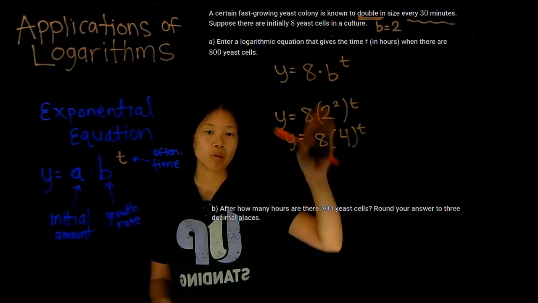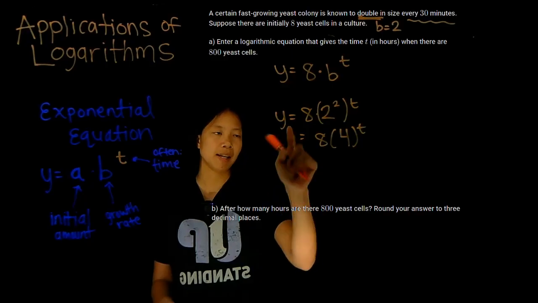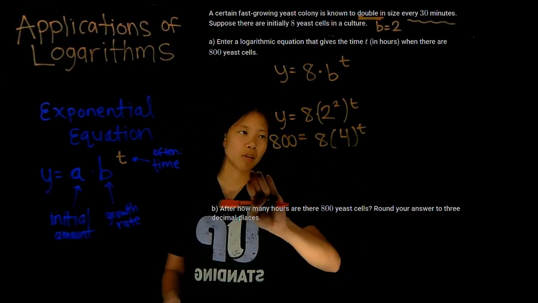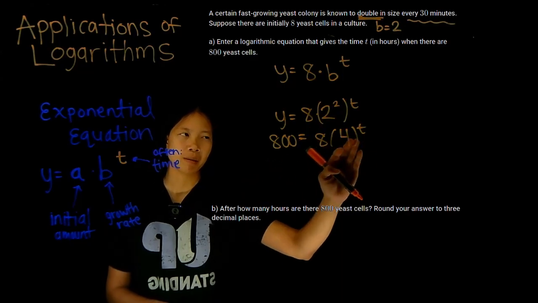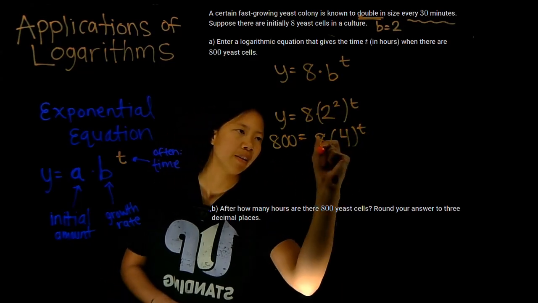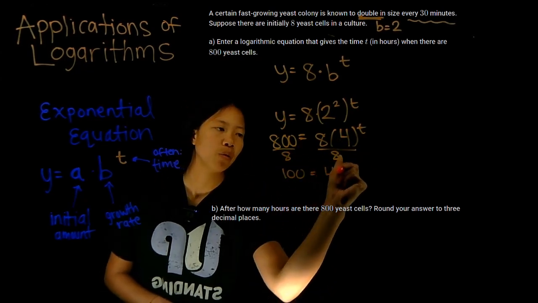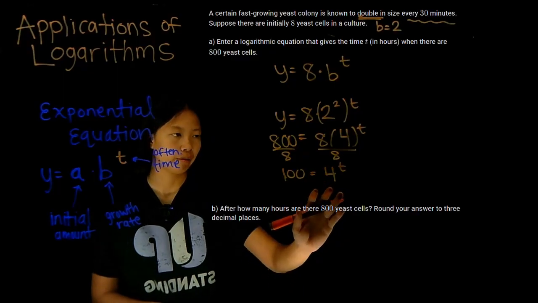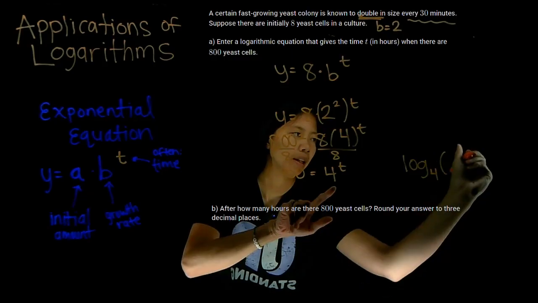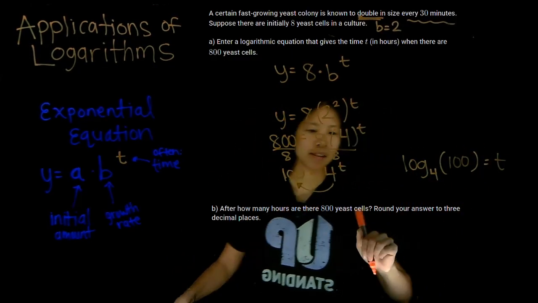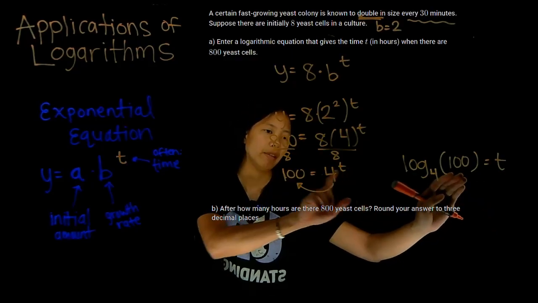It wants me to turn this into a logarithmic equation when there are 800 yeast cells. So I know that my y is 800. Now we just want to turn this into its log form. In order to turn my exponent into logarithmic form, I have to have just the base and the exponent by itself. So I'm going to divide both sides by 8. 800 divided by 8 is 100. So I have 100 equals 4 to the t. And now I can turn this into the logarithmic form. My base here is 4, so I know I'm working with log base 4 of 100 will give me my t. Because again, the logarithm tells me what exponent, or what t value, I need in order to get a value of 100.